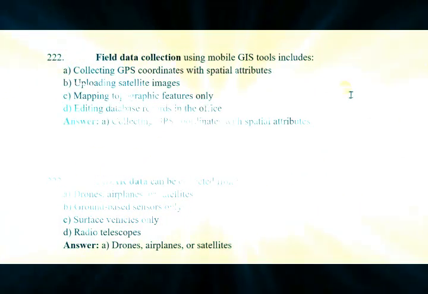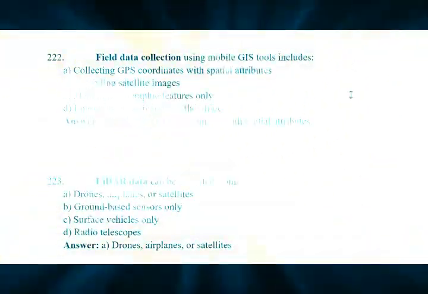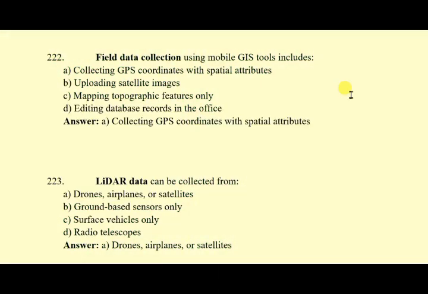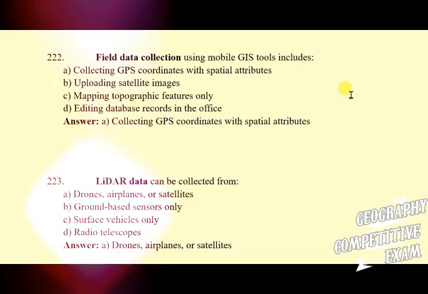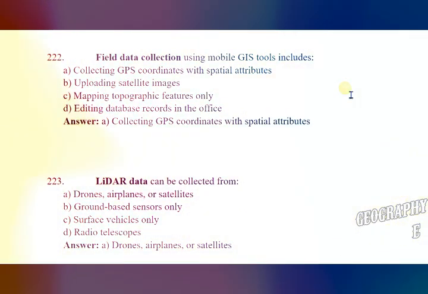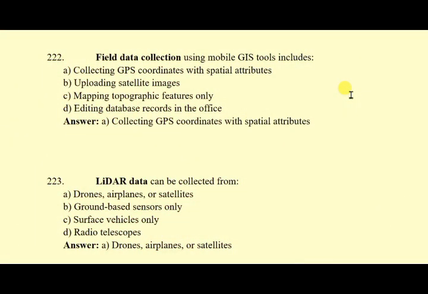Question 222. Field data collection using mobile GIS tools includes collecting GPS coordinates with spatial attributes, uploading satellite images, mapping topographic features only, editing database records in the office. Here the correct answer will be collecting GPS coordinates with spatial attributes.